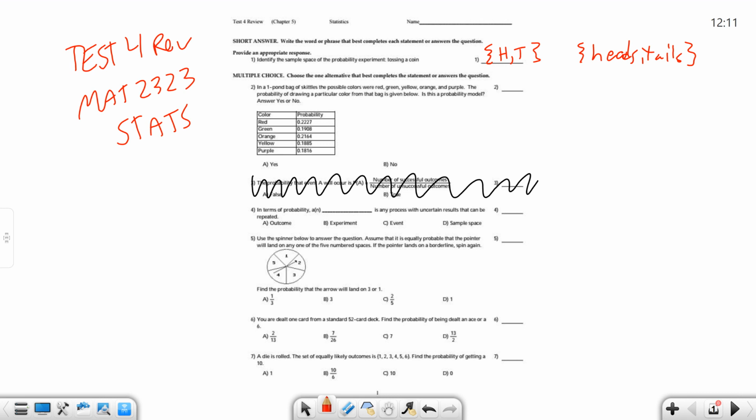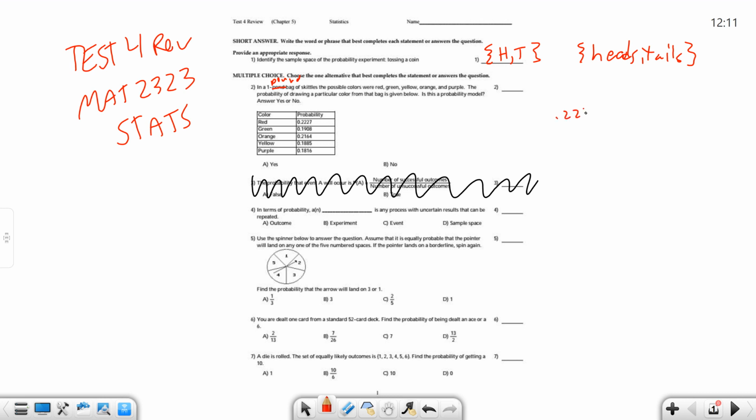This should be a 1 pound bag of Skittles. You have red, green, yellow, orange, and purple. Is this a probability model? Well, first of all, are all of these in between 0 and 1? And they are. Then the other thing is we need to add them up.